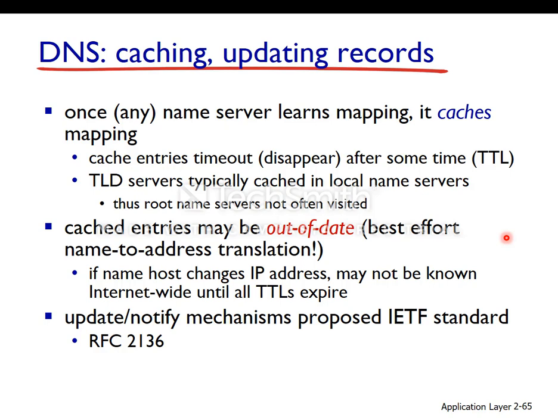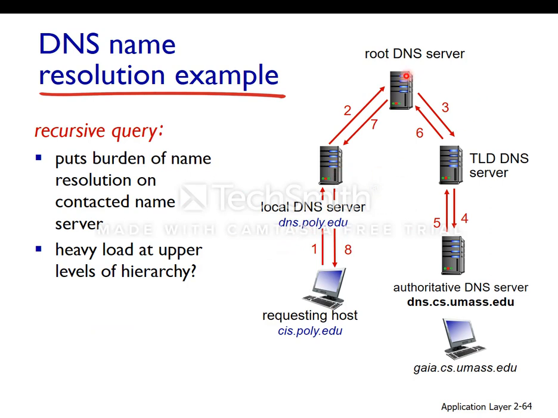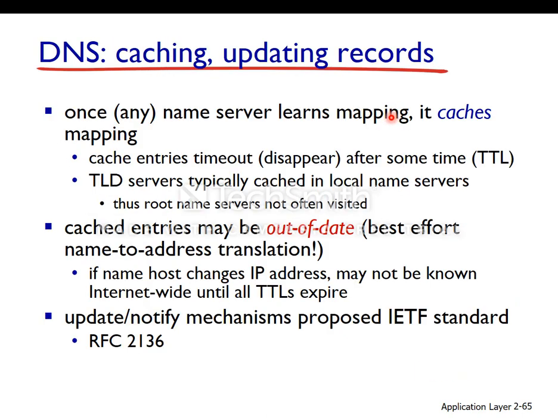Now, the top level domain servers typically are cached in the local name servers, which means it is very rare that the root name servers are visited. We might go to the root DNS server, for example, if you enter something like www.cnn.com, and instead of spelling com as C-O-M, you spell it C-O-M-M. In that case, you may go to the root DNS server to find out who is responsible for .comm, for example.